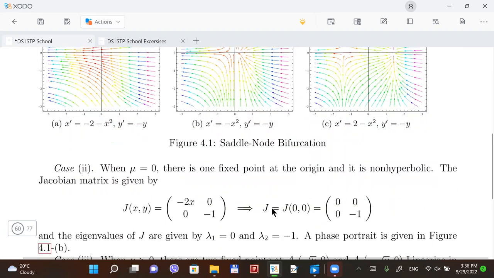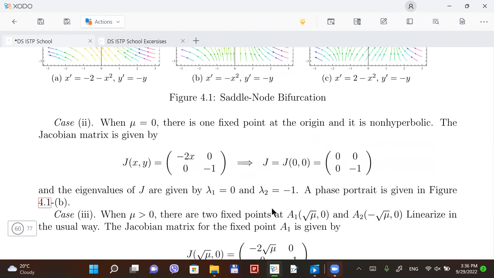But what is interesting in the case when mu is zero, we have only one fixed point at the origin, and it is non-hyperbolic. So you remember, I told you that I will talk about that case. We said that if by the linearization we have a hyperbolic fixed point, then we can conclude about the dynamics in the nonlinear system from the dynamics of the linear system. But if the fixed point is non-hyperbolic, then we cannot come to the conclusion. And yesterday we saw the center, which is one example of a non-hyperbolic fixed point, with complex eigenvalues with real part zero.